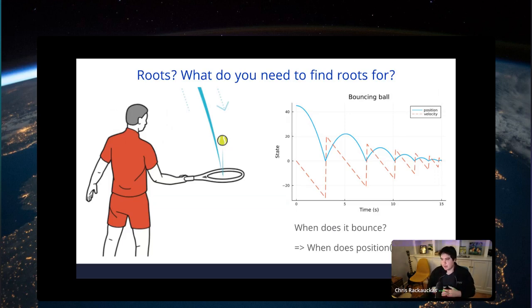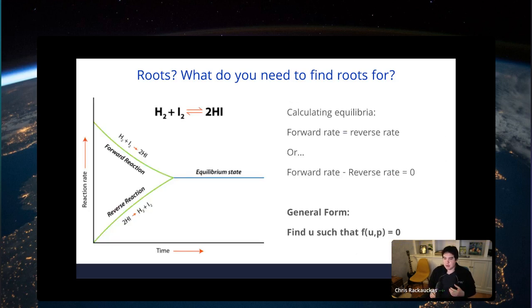So for example, what if I need to find where a ball bounces onto the ground? Then you're effectively finding where the position of t equals zero, right? So there's other cases that need to happen with nonlinear solvers, and it can get very complex. So everything to do with chemical reaction systems, macroeconomics. You can always describe what an equilibria is as forward rate equals reverse rate. Find all of the variables and all the parameters such that everything equals zero, right?